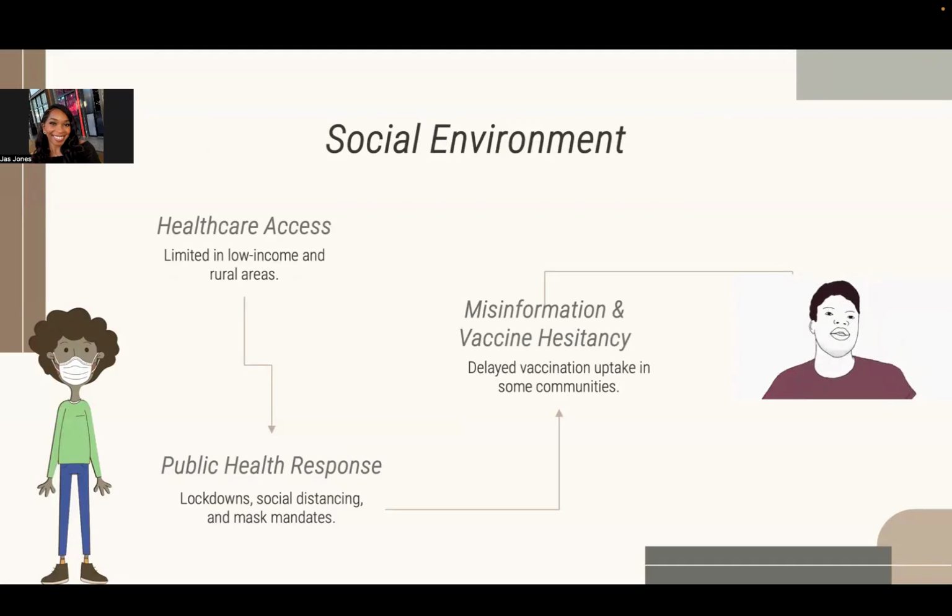This talks about the social environment as well, with the healthcare access, public health response, as well as the misinformation and vaccine hesitancy. So where COVID played a huge part and affected most areas was because of healthcare access. Most people in low income and rural areas did not have the luxury to go to the doctor or possibly get seen, and most of them treated it as if it was a common cold, which was the wrong thing to do because COVID was out and it was very real, even though people didn't believe it to be very real. So the public health response to that was to have lockdowns, maintain social distance, and mask mandates.